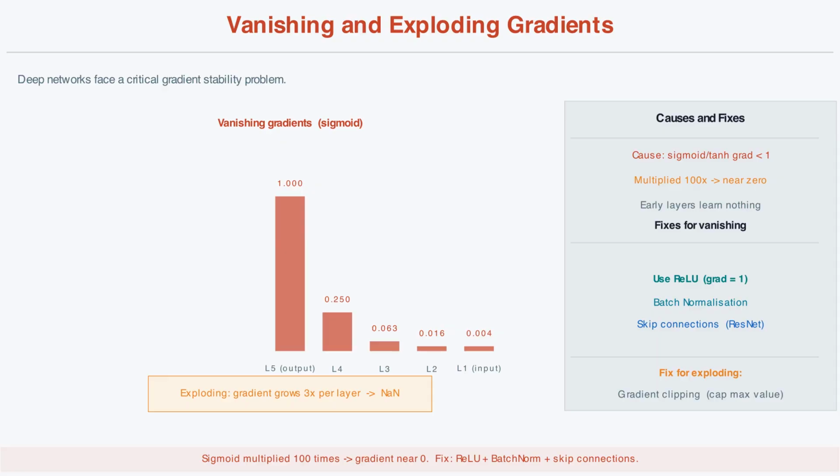The exploding gradient problem is the opposite. Gradients multiply together and grow exponentially, leading to weight updates so large they cause NaN. The fixes for vanishing gradients are, use ReLU activations, add batch normalization between layers, and use skip connections like ResNet. The fix for exploding gradients is gradient clipping. We cap the gradient norm at a maximum value before the weight update.